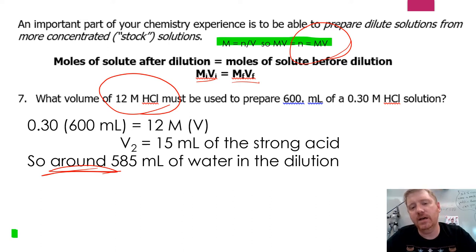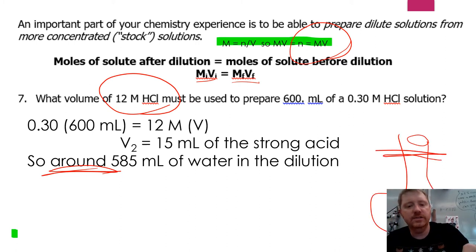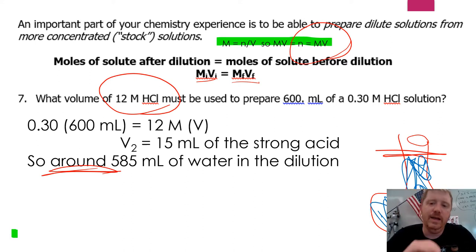Sometimes it meets a different compound and it contracts. And so you might have to use a little bit more or a little bit less than 585, which is why we have that volumetric flask with a calibration line on it. So you fill it right up to that calibration line. Look at this amazing water being poured in here. And you fill it right to that calibration line and you know what the volume is.